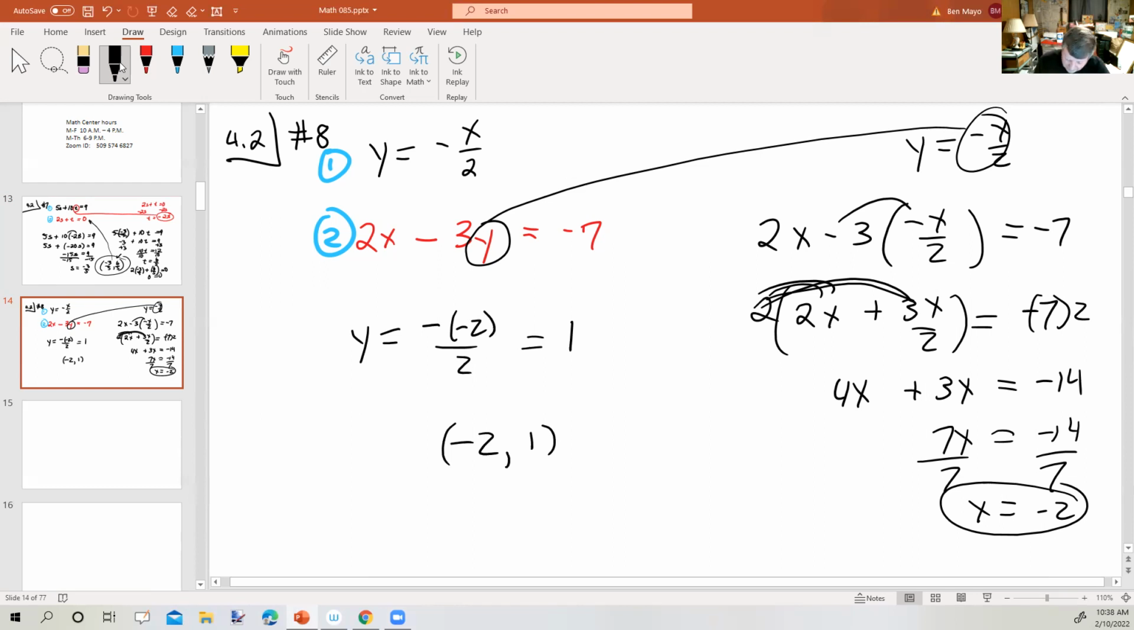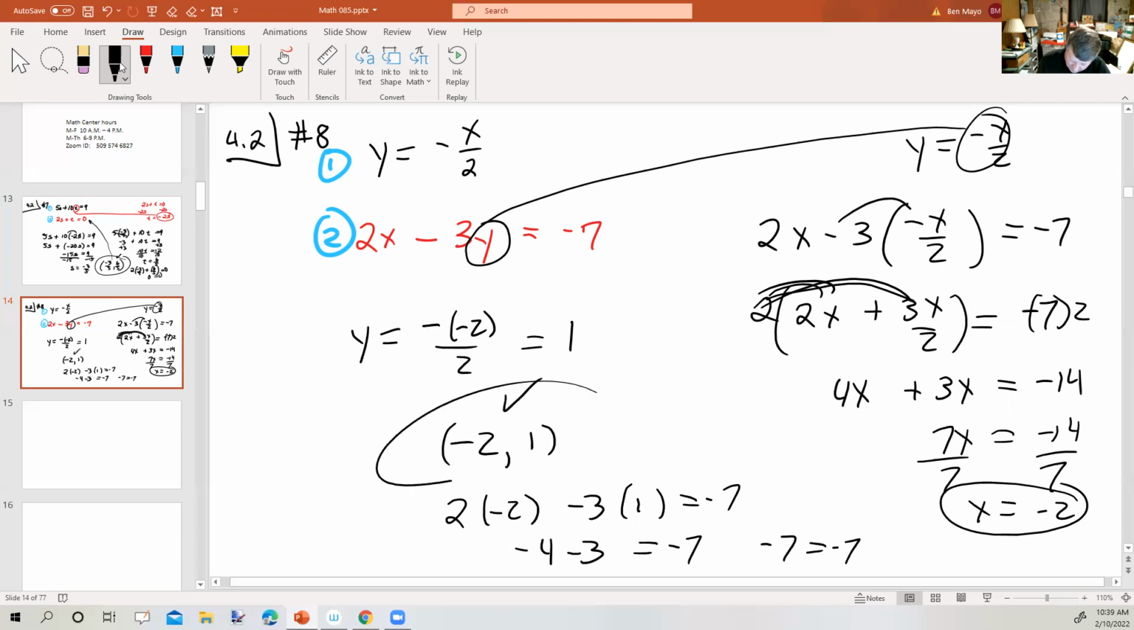I'm going to check it in the other equation, which is equation 2. 2x minus 3y equals negative 7. Minus 4 minus 3 equals negative 7. Negative 7 equals negative 7. And the solution checks. All right.